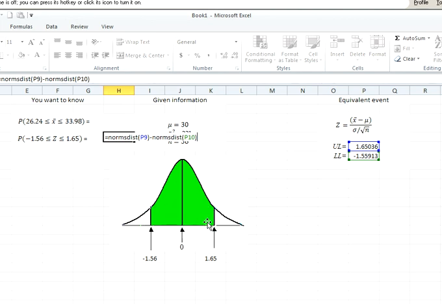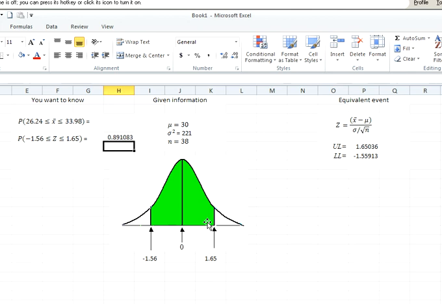So enter, there is 0.891083. So this area is approximately 89%. Therefore, the probability that z is between negative 1.56 and 1.65 is 0.89, which is the same as the probability that x bar will be between 26.24 and 33.98. Okay? All right. Thank you.